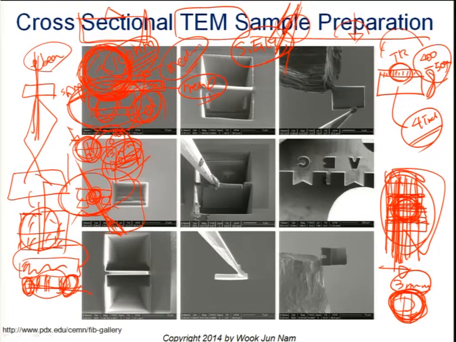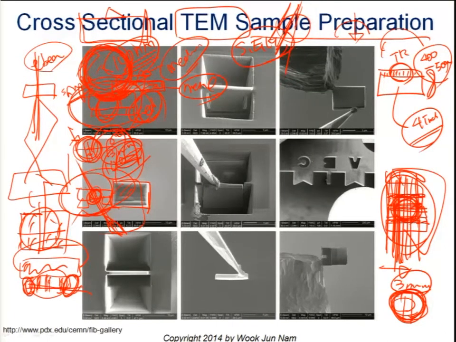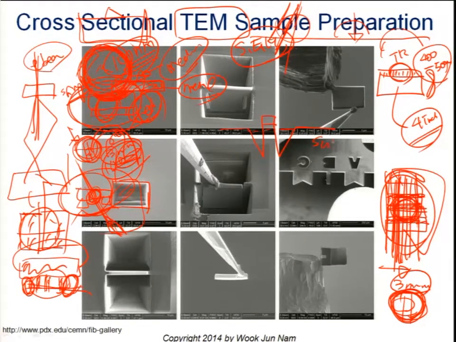And then we select the area we want to cut. And then we can cut the area something like this. So in the side view, this is the final structure we want to achieve. This is the substrate, and this is the protective metal bar. So this is the goal side view we want to achieve.